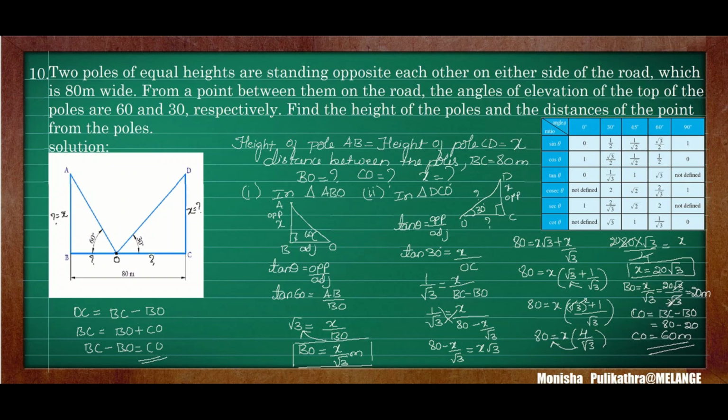I hope you understood this. 3 answers we got. One is the height of the pole, x is equal to 20 root 3. Next one is the BO, the distance of the AB pole to the center. So BO is equal to 20 meter. And the last one is the distance of the second pole to the center, that is CO is equal to 60 meter. I hope you understood this.